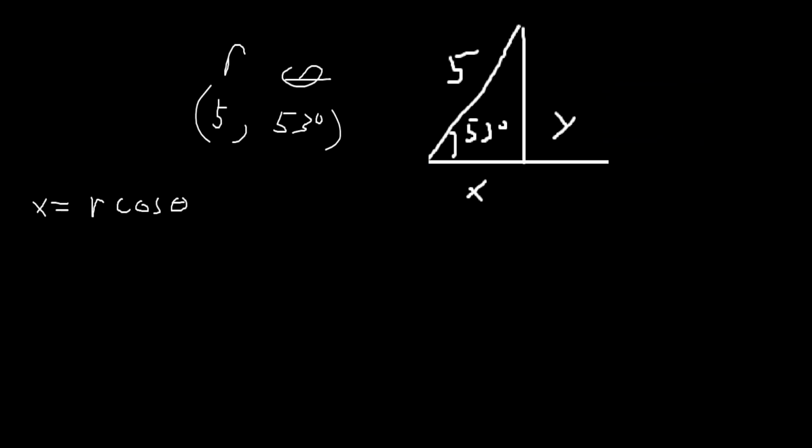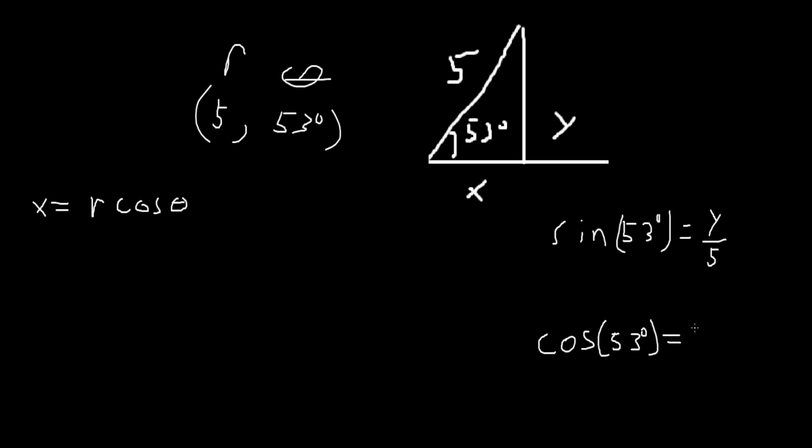So we do our SOHCAHTOA stuff. We know that sine of theta, which happens to be 53 degrees, not 50, 53 degrees, is equal to the opposite side, so that'd be y over the hypotenuse, which in this case is 5. And we know that cosine of theta, so cosine of 53 degrees, is supposed to be equal to the adjacent side, so that's x divided by 5.